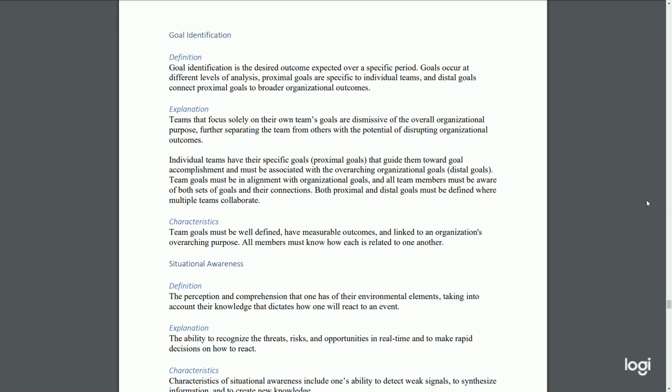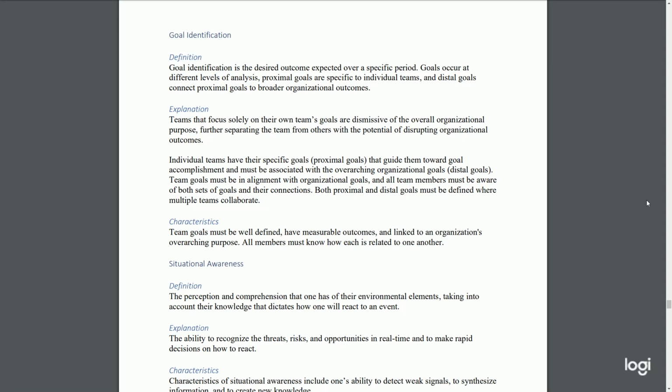Explanation. Teams that focus solely on their own team's goals are dismissive of the overall organizational purpose, further separating the team from others with the potential of disrupting organizational outcomes. Individual teams have their specific goals, proximal goals, that guide them toward goal accomplishment and must be associated with the overarching organizational goals, or distal goals.